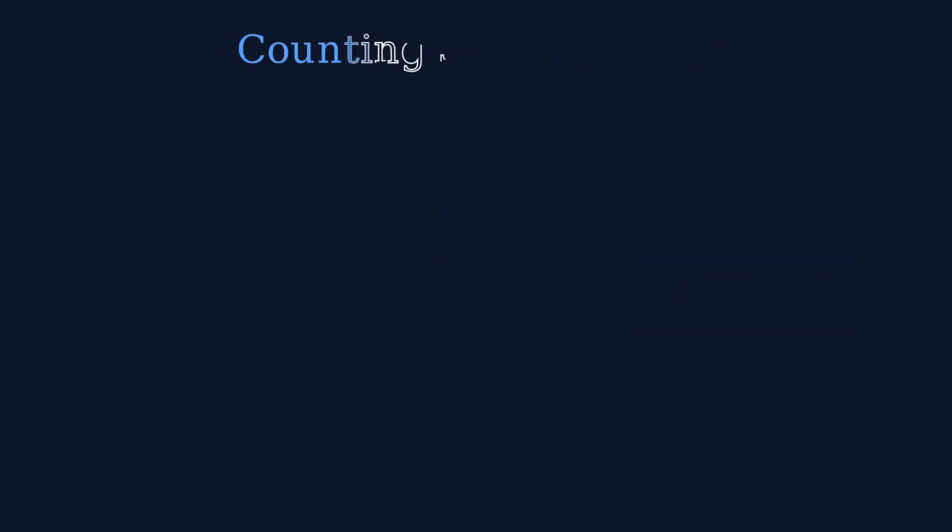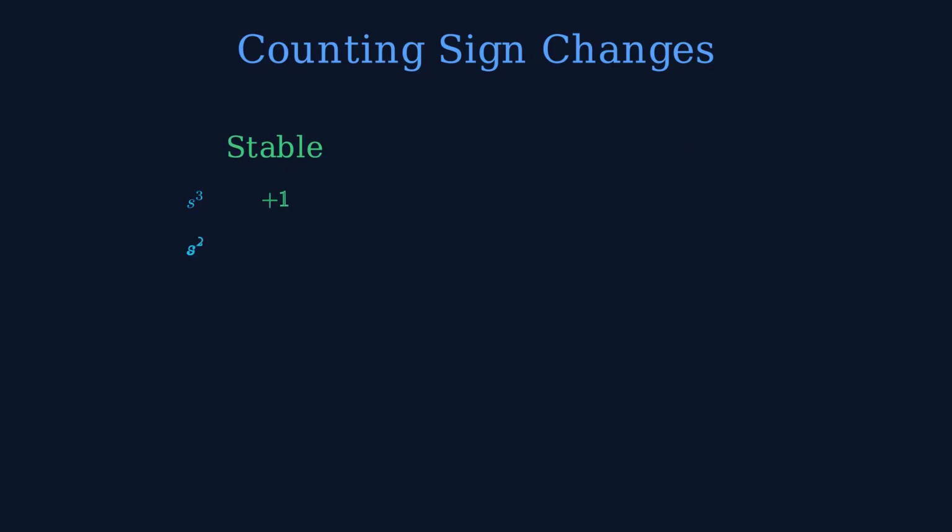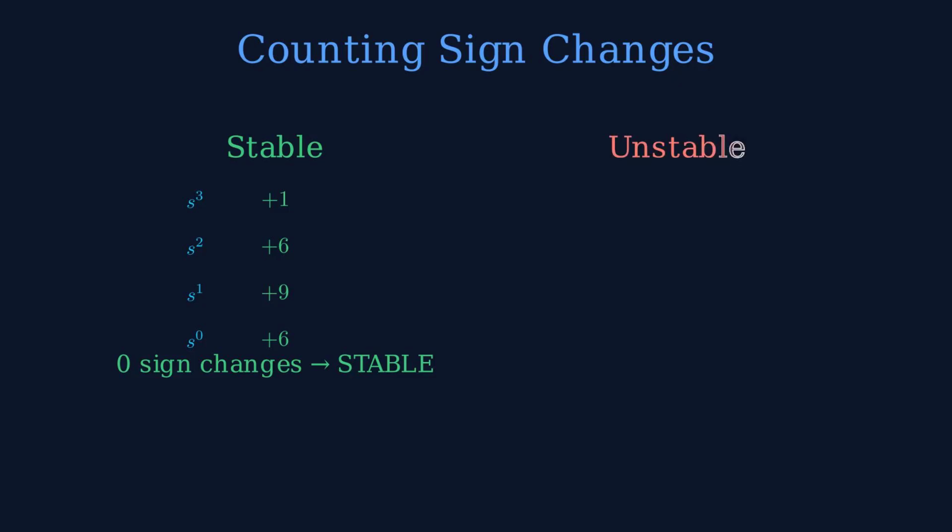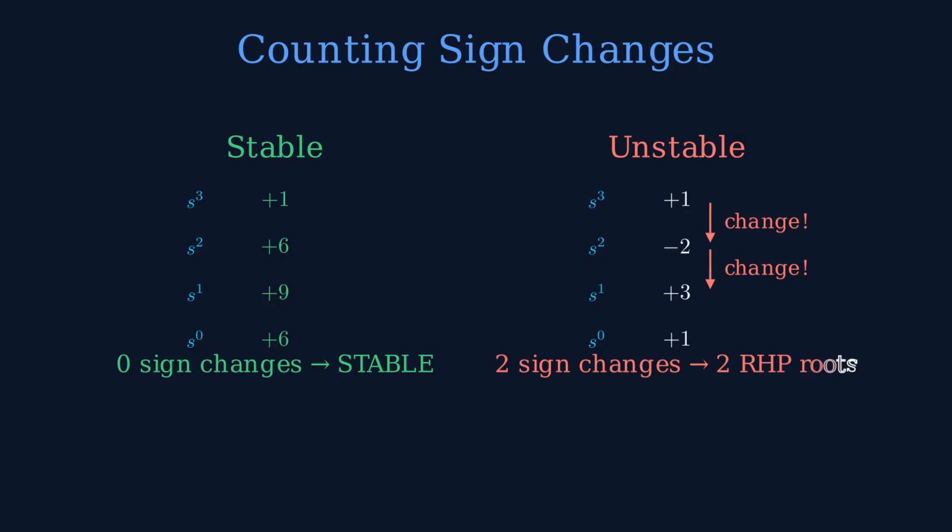The Routh-Hurwitz criterion states, the number of sign changes in the first column of the Routh table equals the number of roots in the right half-plane. If there are 0 sign changes, all roots are in the left half-plane and the system is stable. If there is one sign change, there is one unstable root. 2 sign changes mean 2 unstable roots, and so on. We only need to look at the first column.